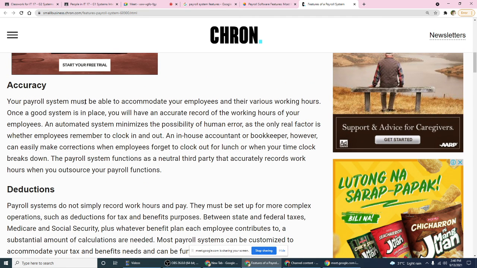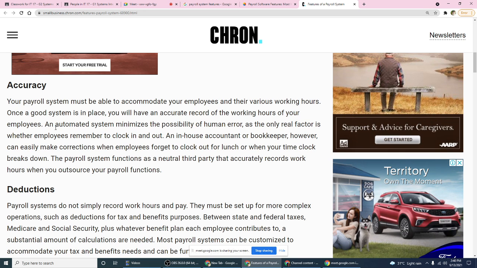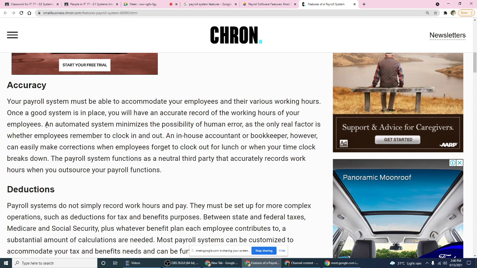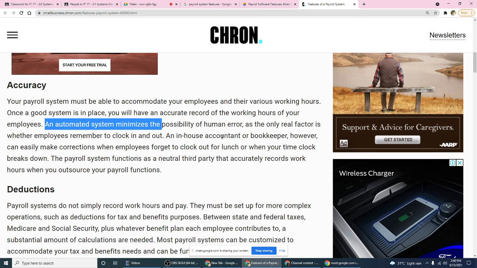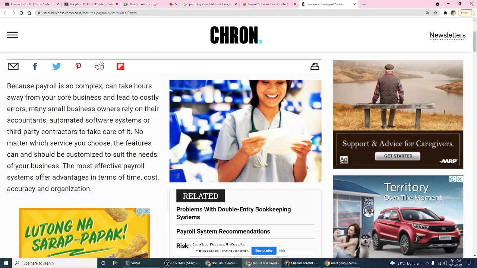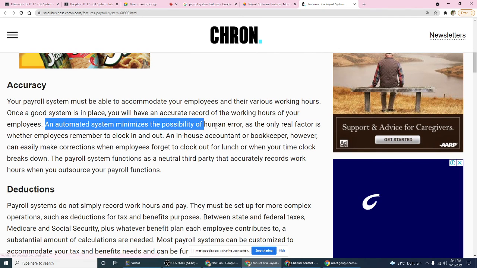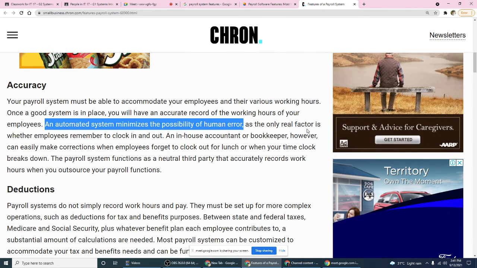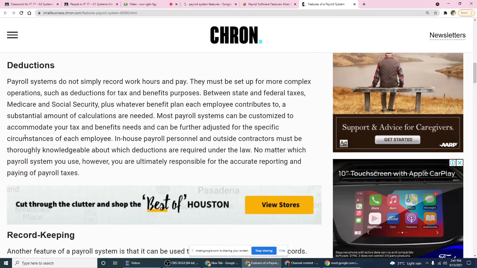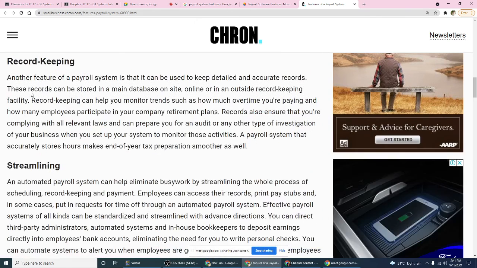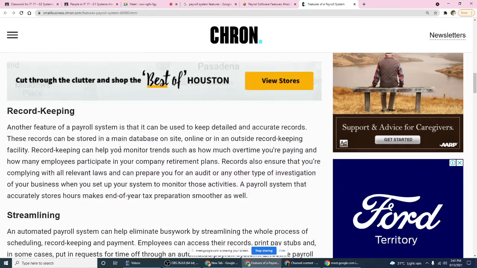A payroll system must be able to accommodate your employees and their various working hours. This is a feature. The automated system minimizes the possibility of human error. If you notice here, there are some human errors. So this is a problem. Now here you have the solution, as the only real factor is whether the employee remembers to clock in and out. Deduction, record keeping, streamlining. So those are examples of the features.